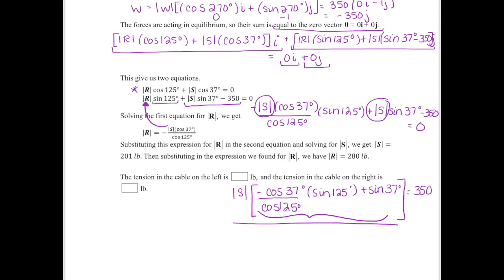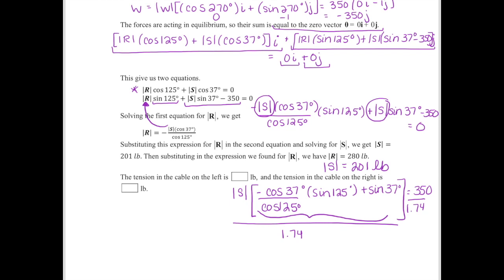This here is just going to give us a decimal, so I could get the magnitude by itself. When I solve for my decimal, I see I have 1.74, which is the decimal of all of that, giving me the magnitude of S once I divide both sides by 1.74 again, which is just the decimal of all those sines and cosines, gives me about 201 pounds.